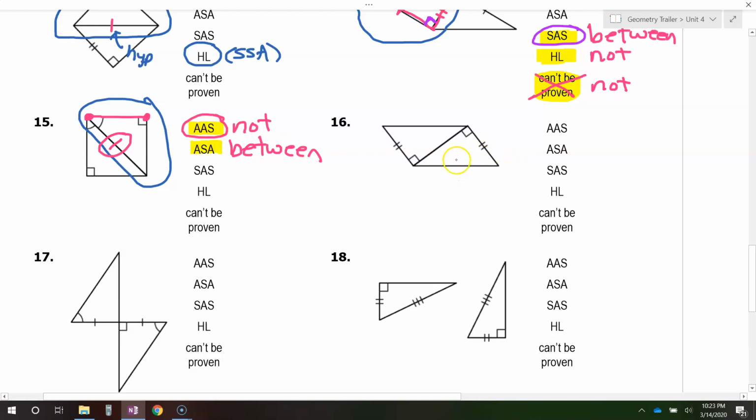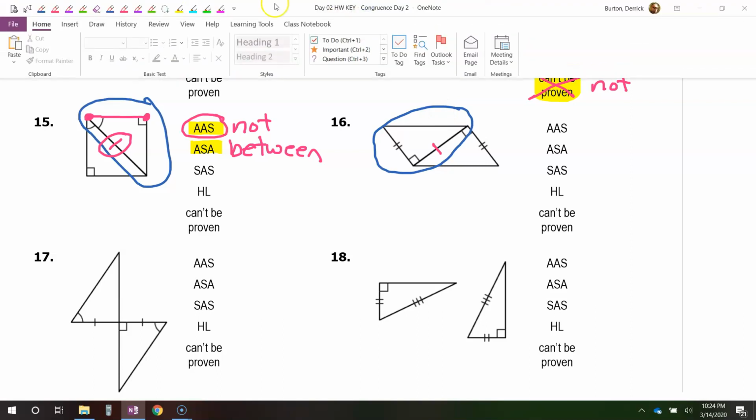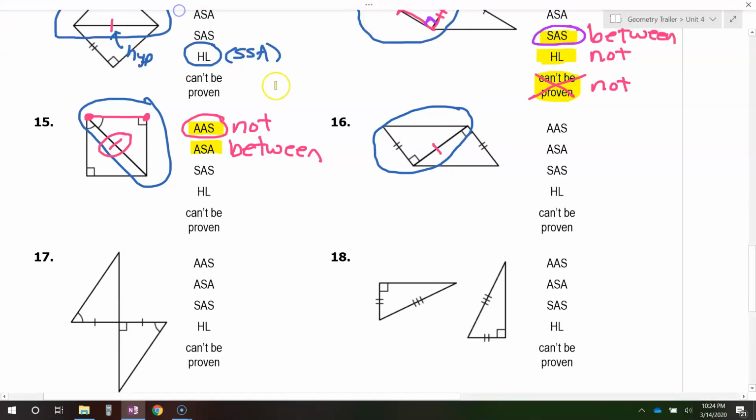Okay. On the next one, here is the shared side. Let's mark it. Now let's focus on one triangle at a time. For example, let's focus on this triangle right here. I see that we have two sides and an angle. Okay, this is the tricky one. We have two sides and an angle.